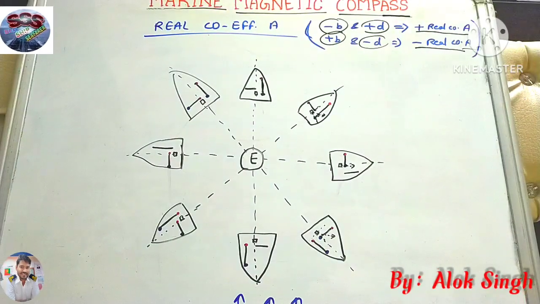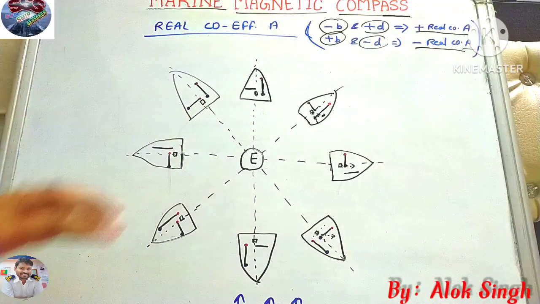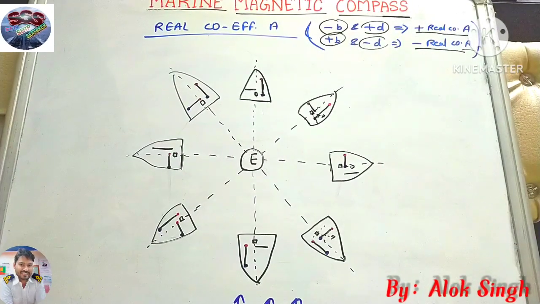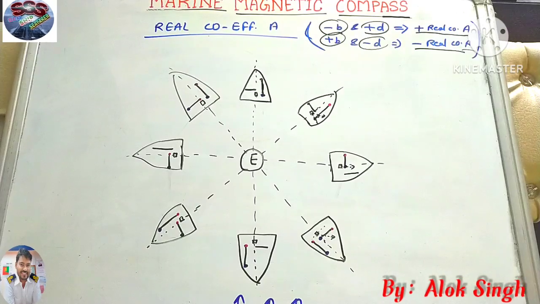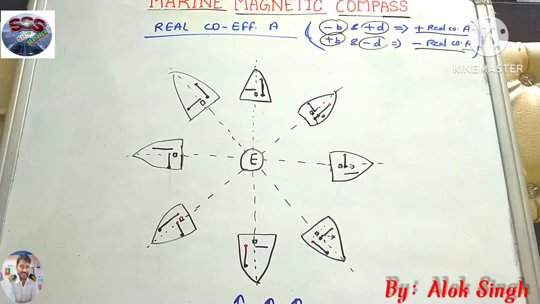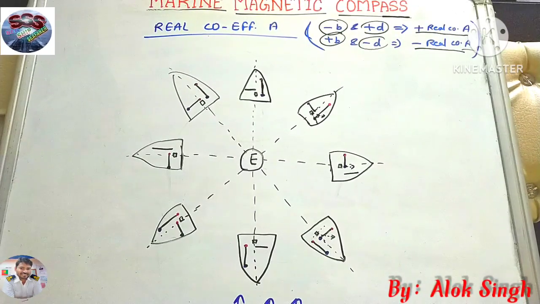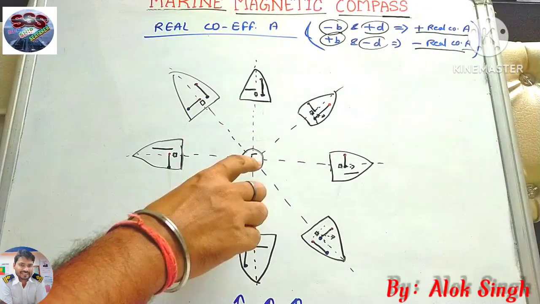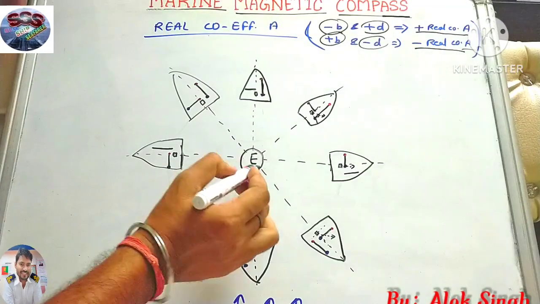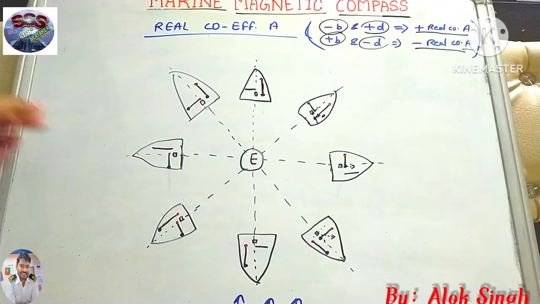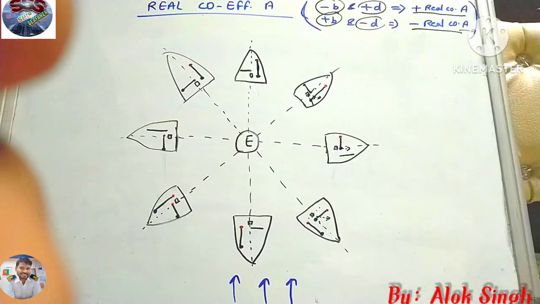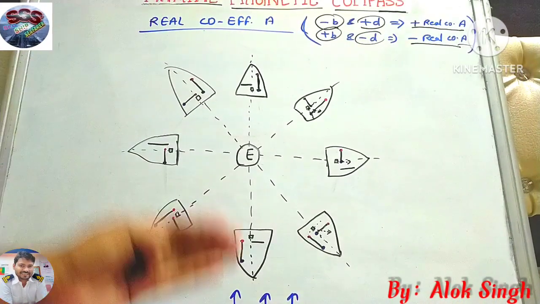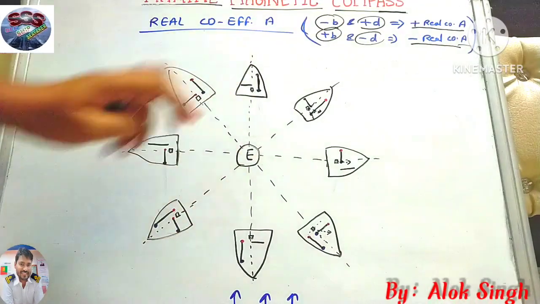Now we will see real coefficient A, and I have already told you the sign convention for A, B, C, where I told you that from 001 to 044 degrees, if it is east, then the deviation will be east. This is the perfect example of that, which is why I have written east here. Now suppose magnetic lines of force are coming from the south, which is why I have drawn this arrow mark. So how will it affect all these rods?